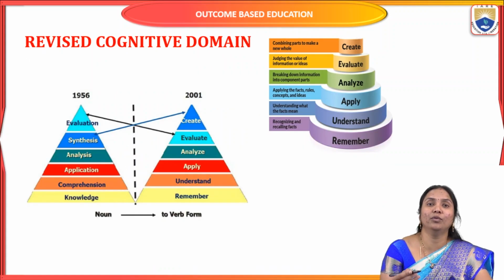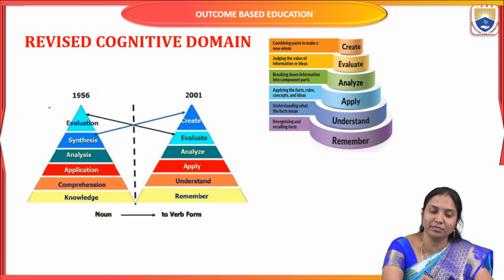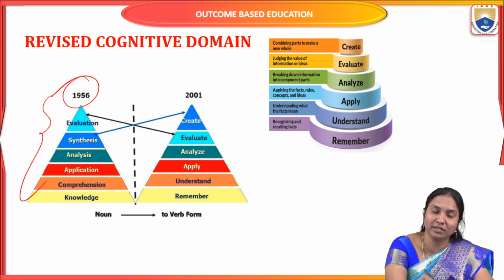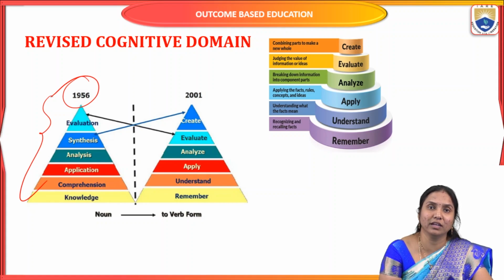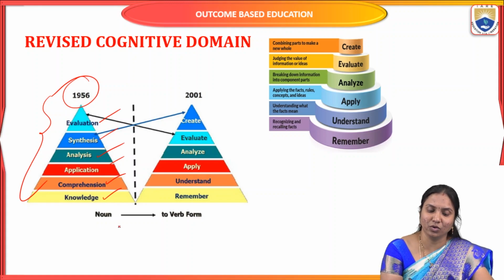Generally, Bloom's taxonomy involves a total of 6 steps. It was introduced in 1956. In the old Bloom's taxonomy there are 6 steps: knowledge, comprehension, application, analysis, synthesis, evaluation. All these are nouns.